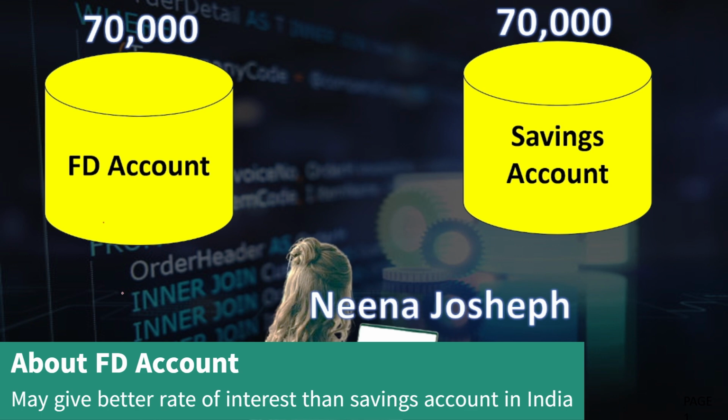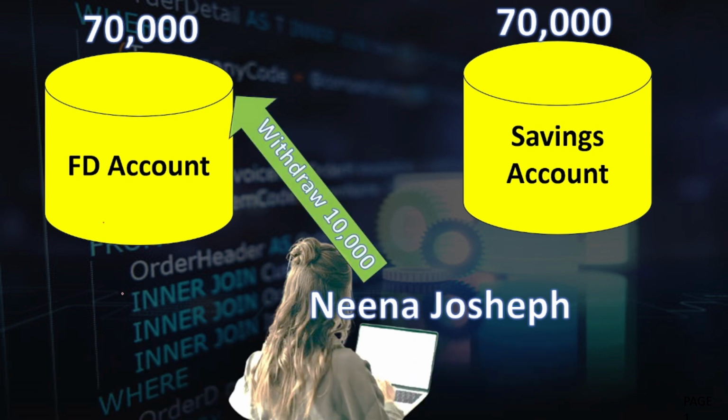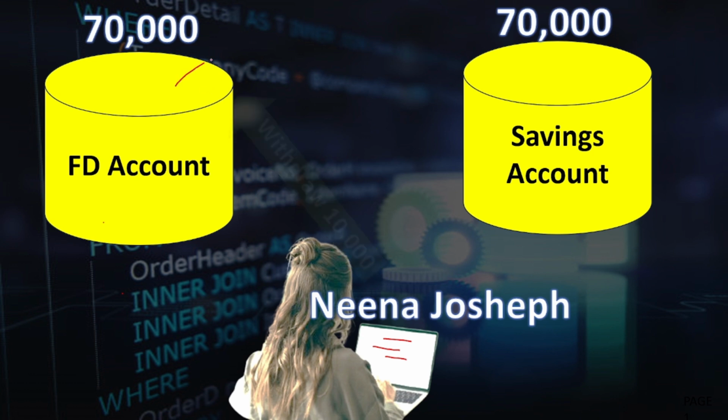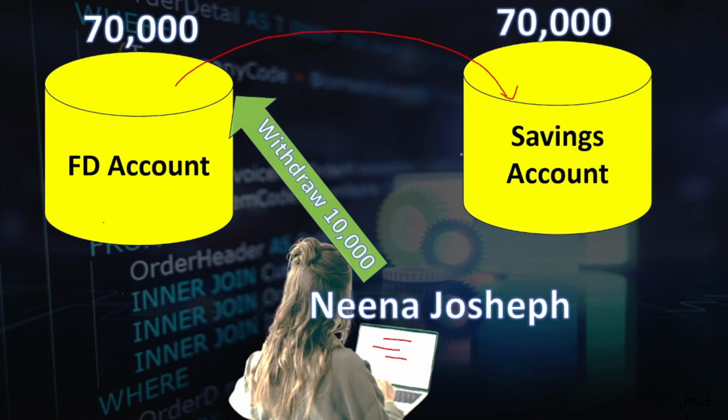One day, she wants to withdraw 10,000 rupees from her FD account. There is a provision that you can withdraw an amount from an FD if the FD is of that nature. Maybe she's in need, so she's trying to withdraw this amount. So where will this amount go? She's doing an online transaction, and in this online transaction, she's going to withdraw this amount, so that this amount will come from the FD account to the savings account.